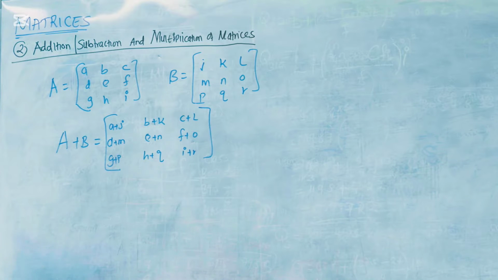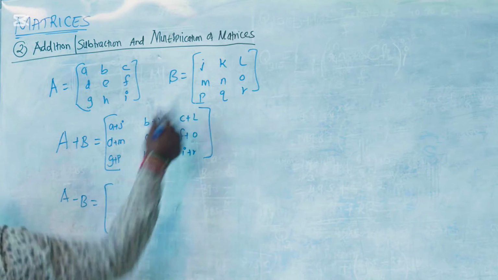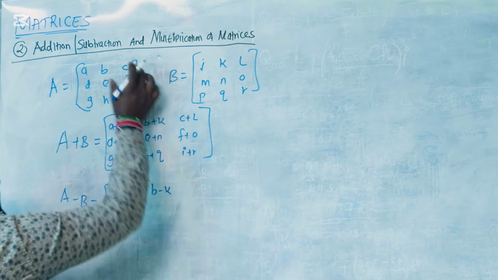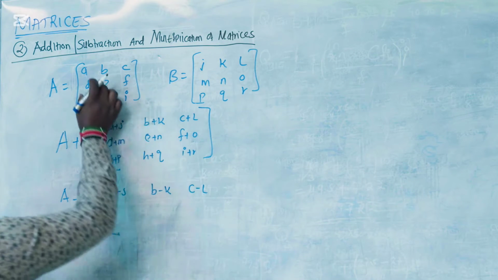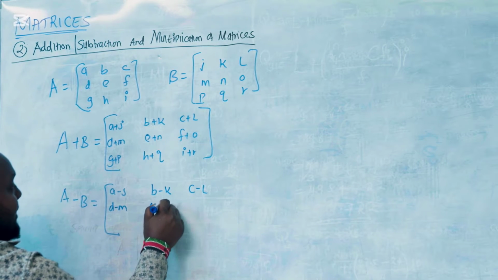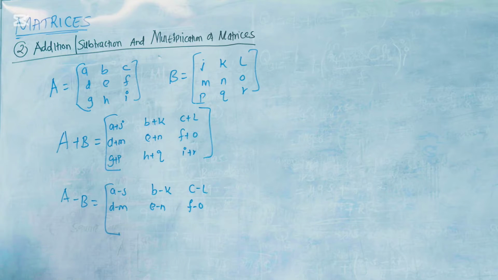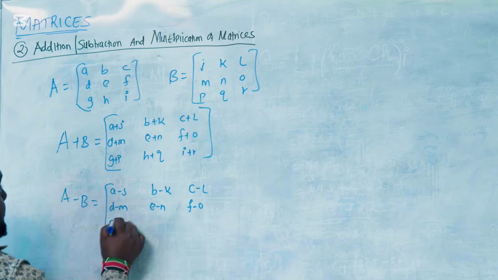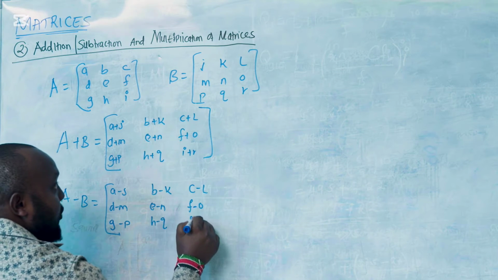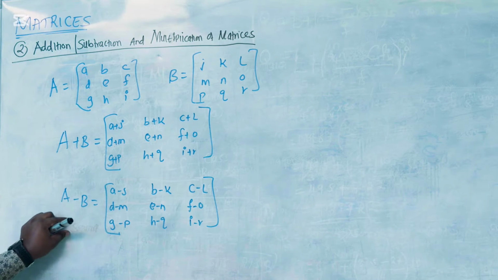It's the same case with subtracting. If you want A minus B, you start with the first one and subtract the other one, the corresponding element. But as I have said, when you are subtracting or adding two matrices, they must be of the same order. We explained in our first video what we mean by matrices being of the same order. So they must be of the same order for you to do this operation. And that's how we add two matrices or subtract them.